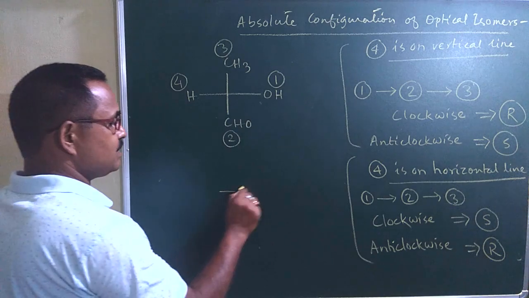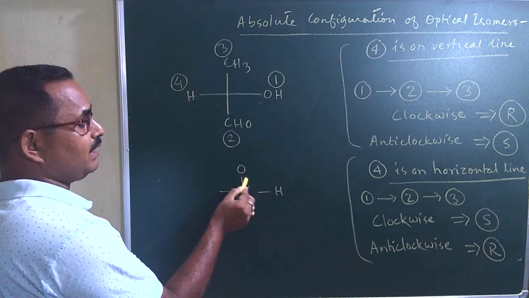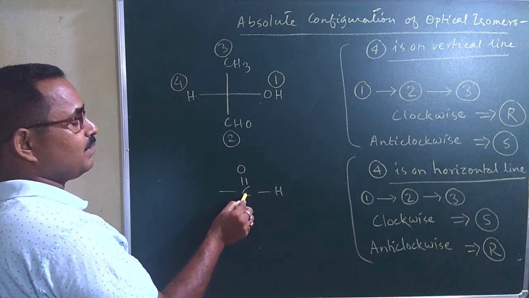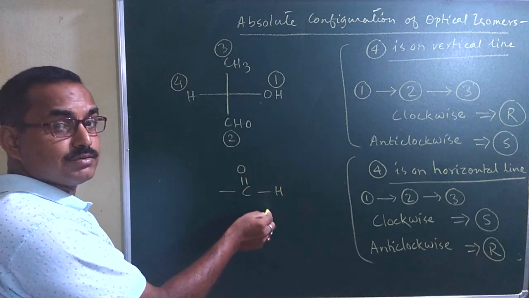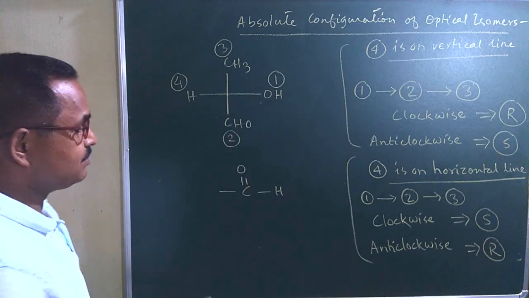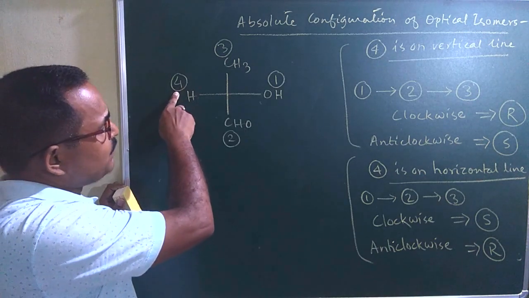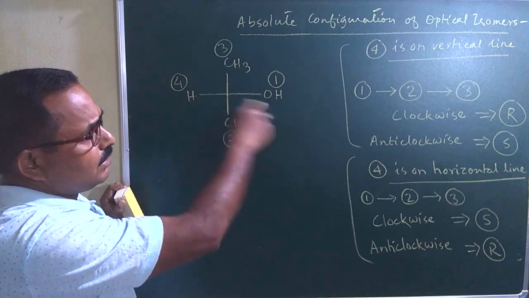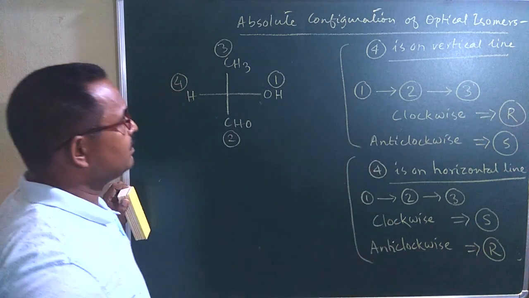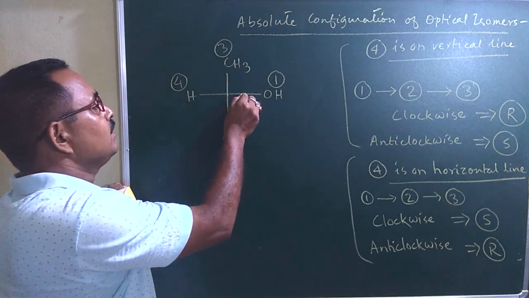What is CHO? CHO means this. So first atom carbon, second atoms 2 oxygen, 1 hydrogen. But in methyl, first atom carbon, second atoms are 3 hydrogen. So compared to methyl, this group will have higher priority. In this case, the least priority group is on horizontal line in Fisher projection. Okay? So this rule will be followed.